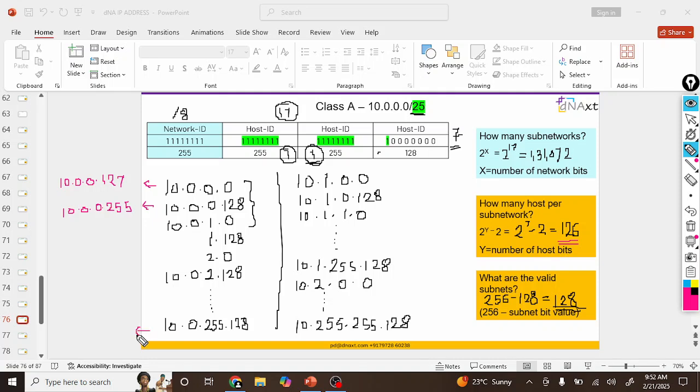Here the broadcast ID will be 10.0.255.255. Similarly 10.1.255.255. And what will be the broadcast ID of the last subnetwork? 10.255.255.255. If you have not seen the previous videos, please go through them so this will become easy.